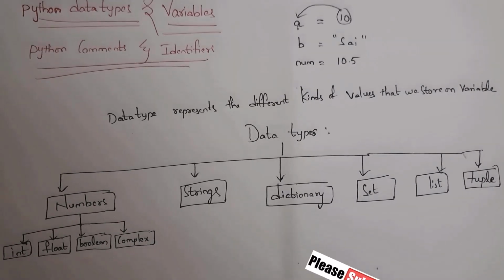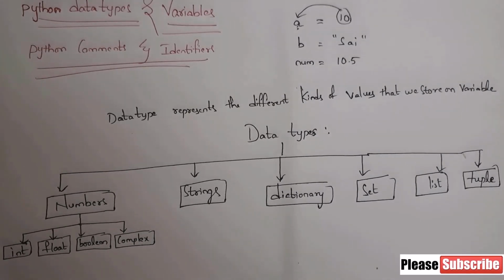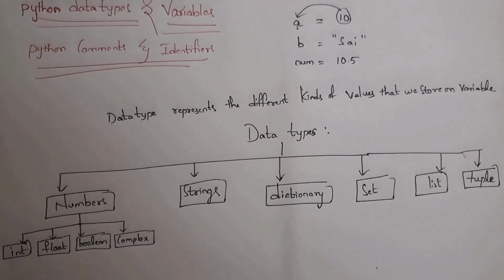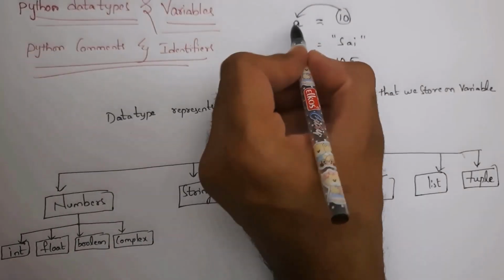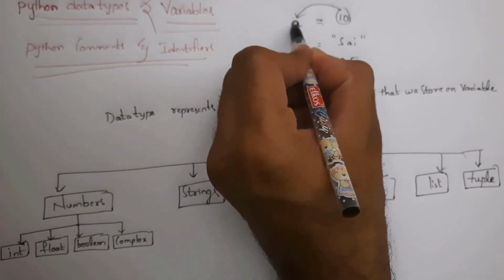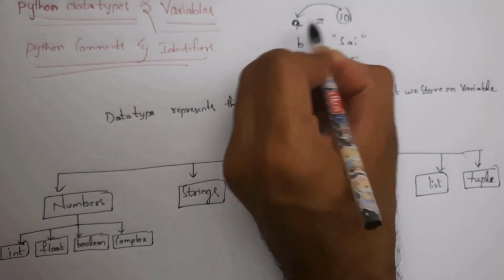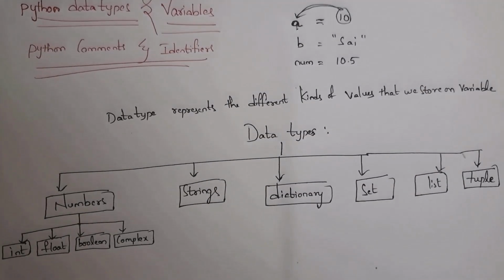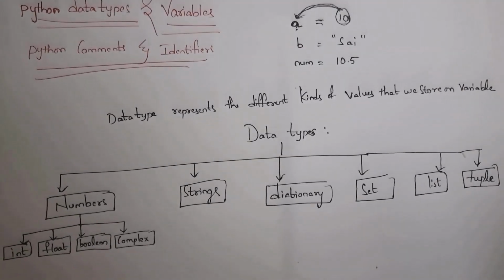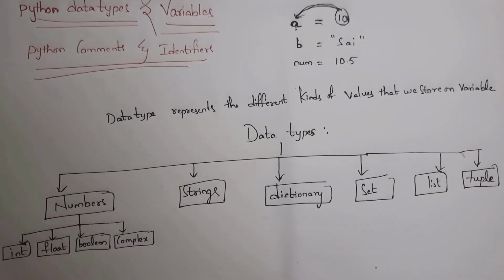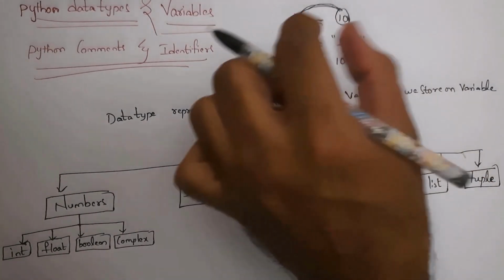Let's get started. At first, I will explain what is a variable. Variable is used to store value. For example, here I written a equal to 10, where a is the variable name. I took variable name as a, and this a will store value 10. So variable is used to store value, and similarly I took another variable. That variable name is b equal to Sai. This name is stored in variable b.